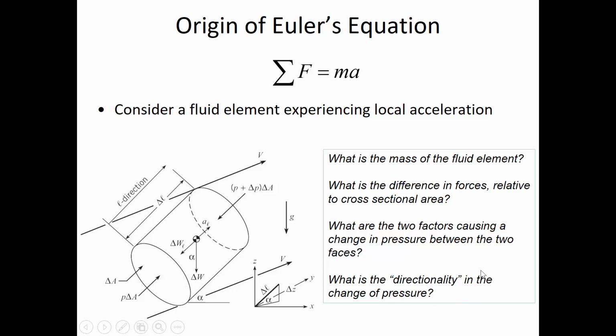The directionality of the change in pressure is related to this statement, that the pressure increases in the opposite direction of acceleration. So if it's accelerating in the L direction, you can see here the acceleration vector is in the L direction. That means the pressure would be greater on the bottom side of this cylinder than on the front side of the cylinder. And then gravitational effects are going to compound that even further.